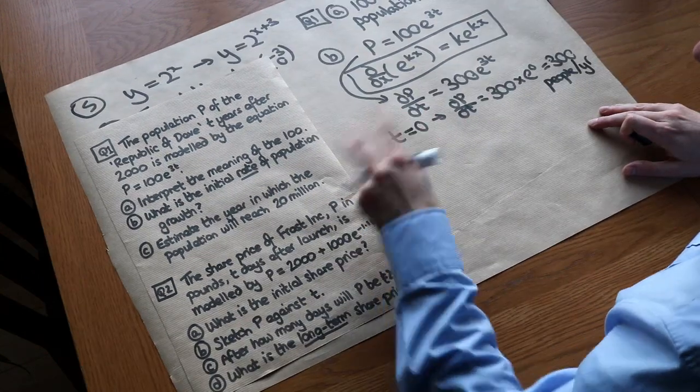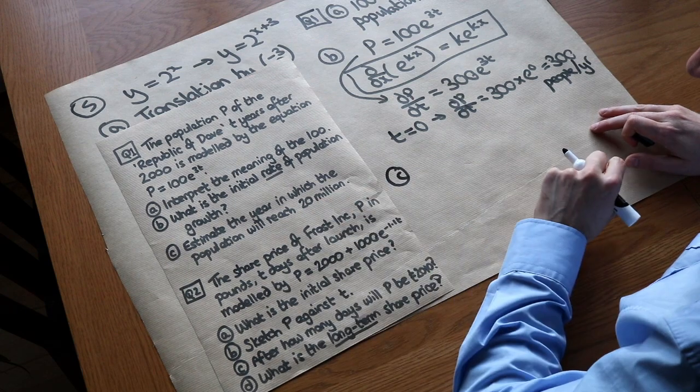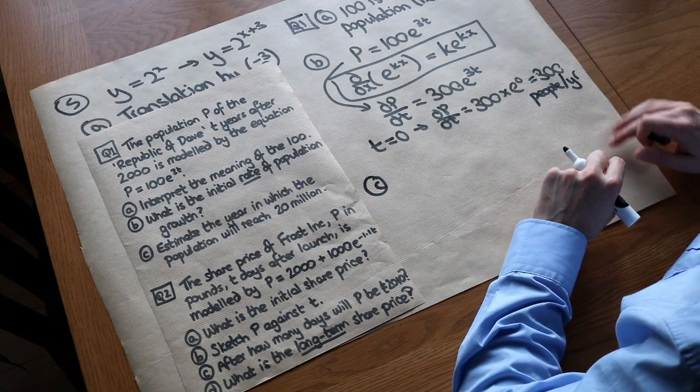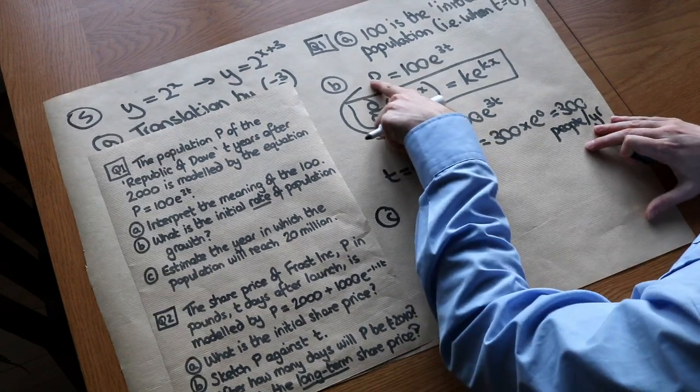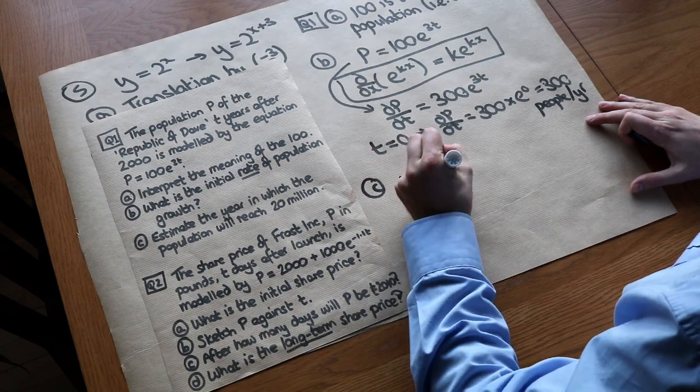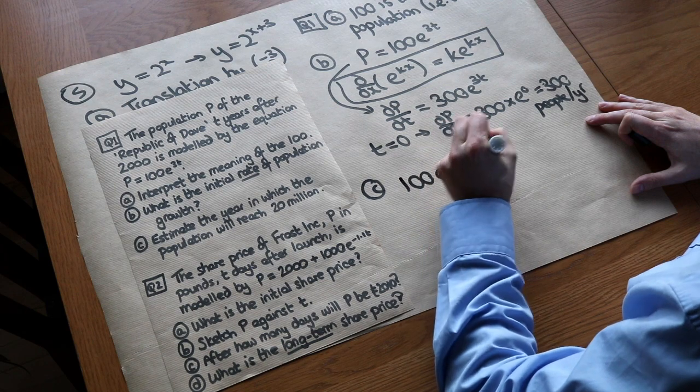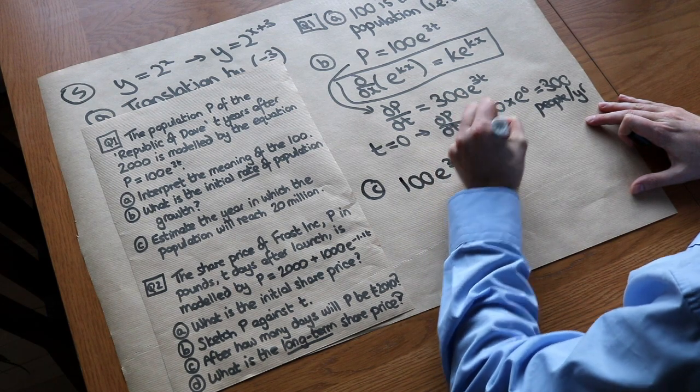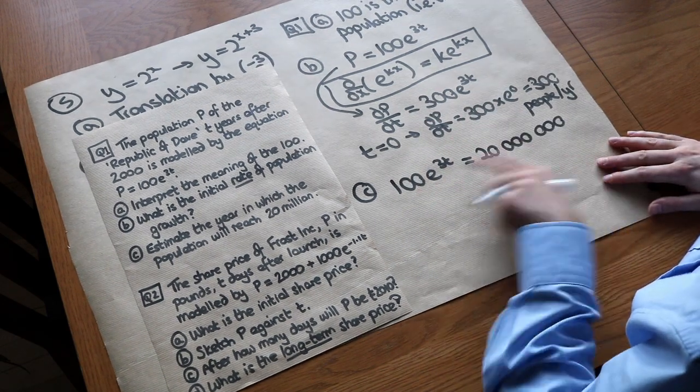And then C, estimate the year in which the population will reach 200 million. So we need this population to be equal to 200 million. So 100 e to the 3t is equal to 20 million, sorry, not 200 million. So we need to solve this equation.